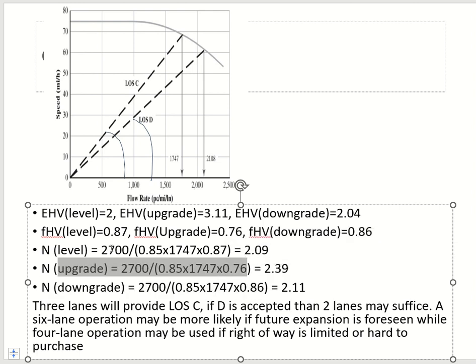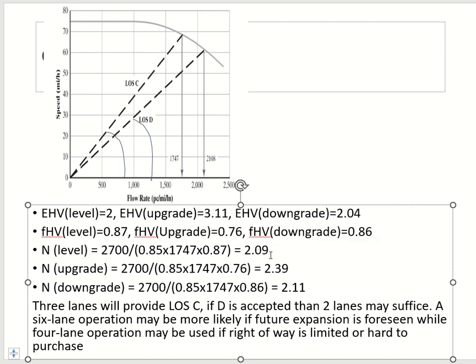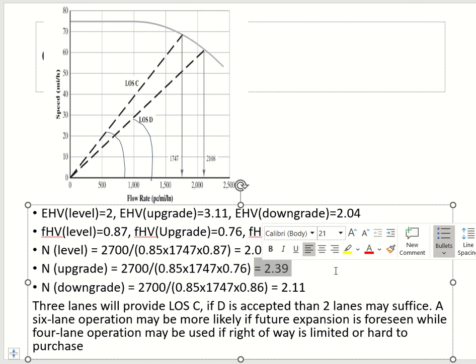So you see when I do it for level and downgrade, I get 2.09 lanes, and when I do it for upward gradient, I get 2.39. So one lane is how many feet? What did we say? 12 feet, right? We said we assume a standard. So 12 feet one lane, 12 feet another lane, and 0.09. What do I do with 0.09?